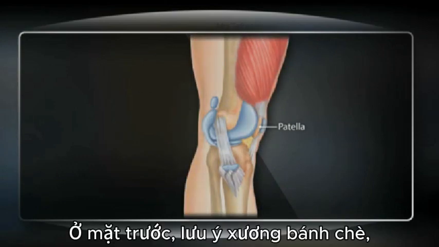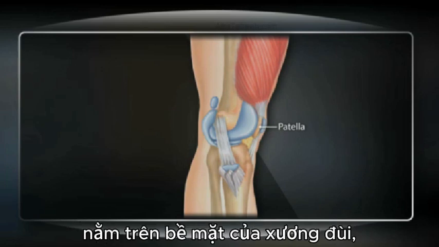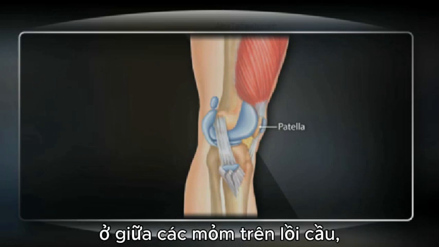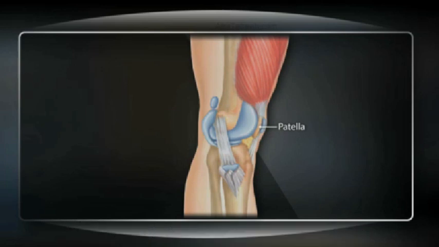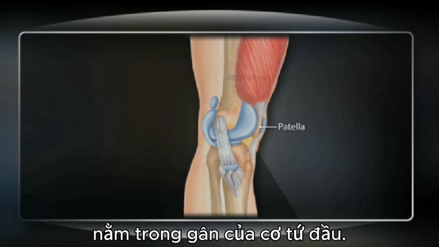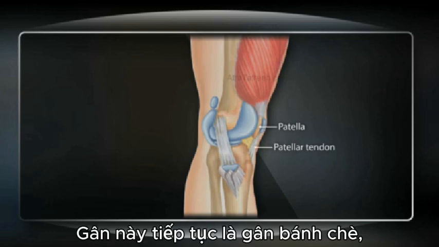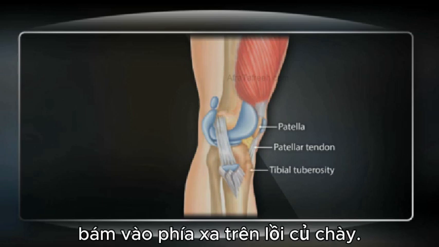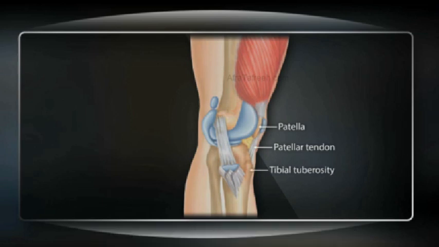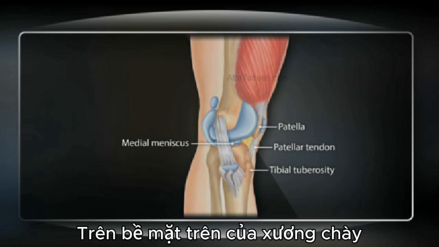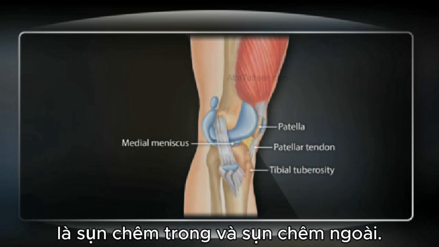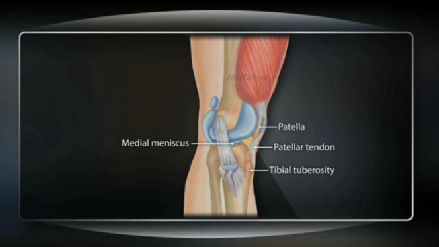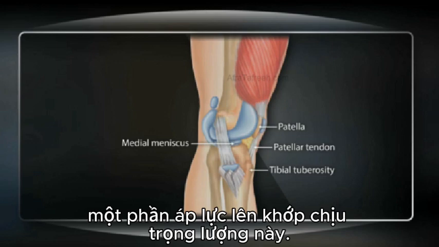On the anterior surface, note the patella, which rests on the surface of the femur midway between the epicondyles, embedded in the tendon of the quadriceps muscle. This tendon continues as the patellar tendon, which inserts distally on the tibial tuberosity. On the upper surface of the tibia lie the medial meniscus and the lateral meniscus. The menisci cushion some of the stress on this weight-bearing joint.